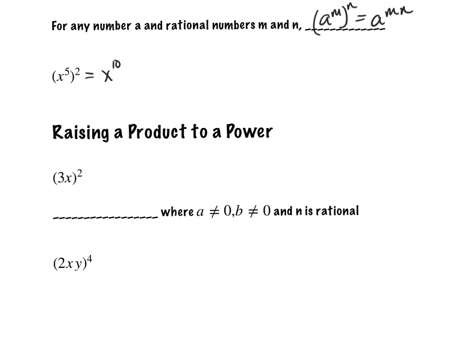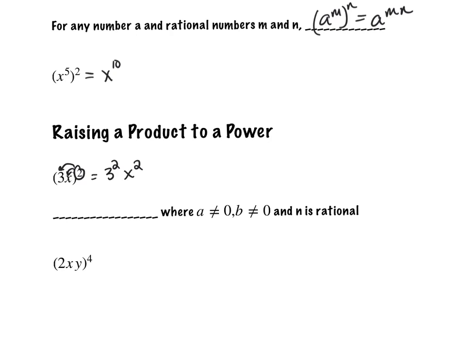So what happens, though, when I raise a product to a power? If I have two things in parentheses and I raise them both to a power, this is where you think about it as very much like distributing, where we normally distribute by multiplying. Now we're going to distribute by giving that exponent to both things inside the parentheses. So that's going to be 3 squared x squared. I give that exponent to both things inside.